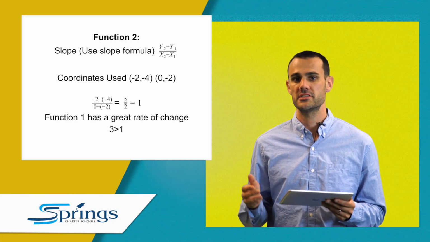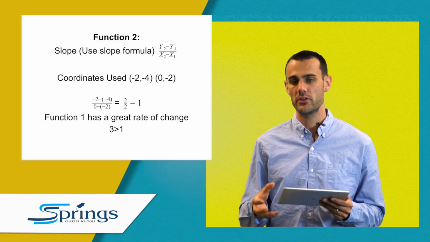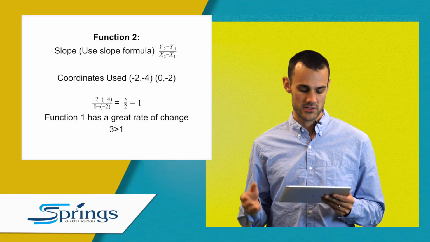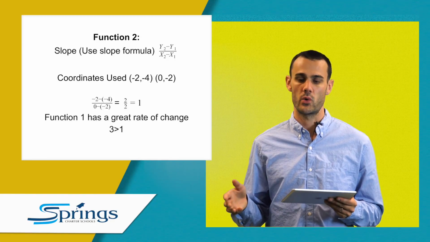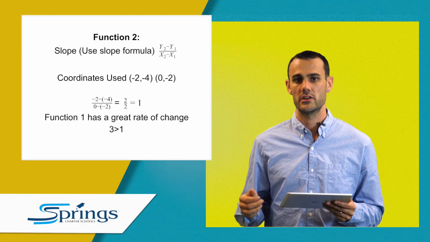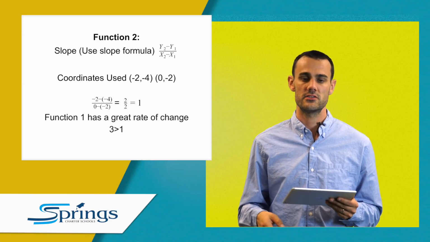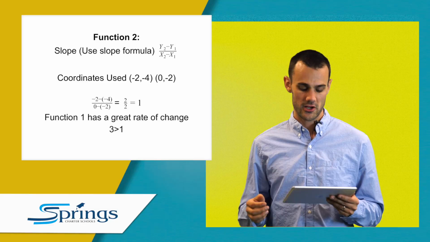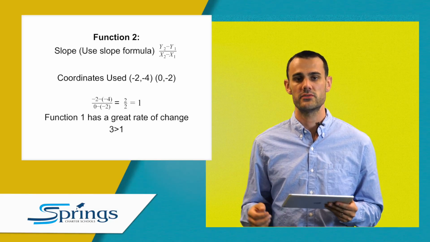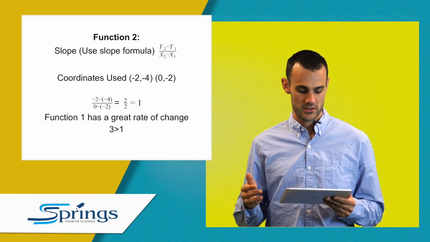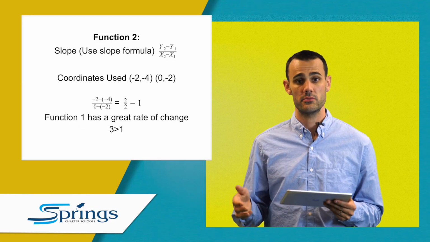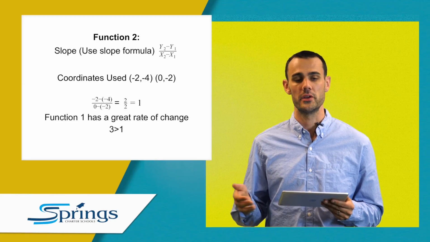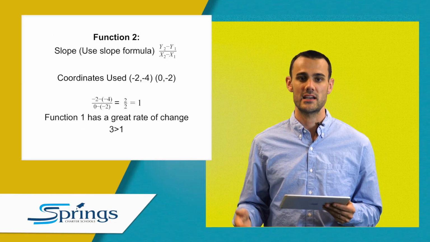Now, function 2 just gave us some information, and we had to pull that out and make coordinates, and then stick those coordinates in the slope formula. So I used the coordinates -2, -4. And then I also followed up using the coordinate 0, 2. When I insert those into y2 minus y1 over x2 minus x1, I'm going to go ahead and get 2 over 2. And we simplify 2 over 2 and we get 1. So function 1, which had a slope of 3, has a greater rate of change than function 2, which had a slope of only 1. Or we could say it was 3 times as big.